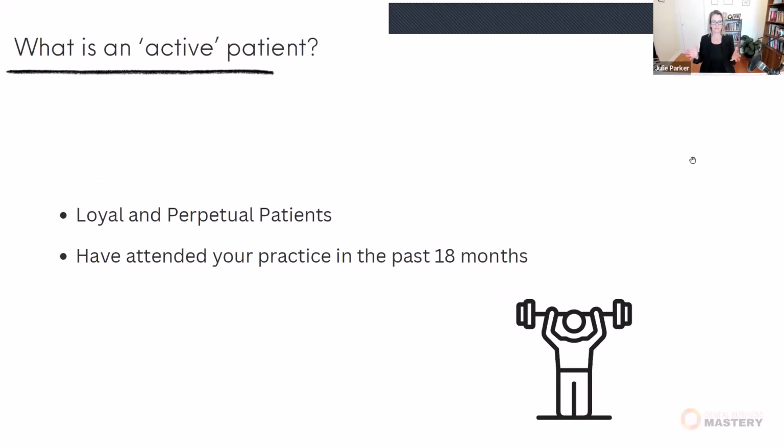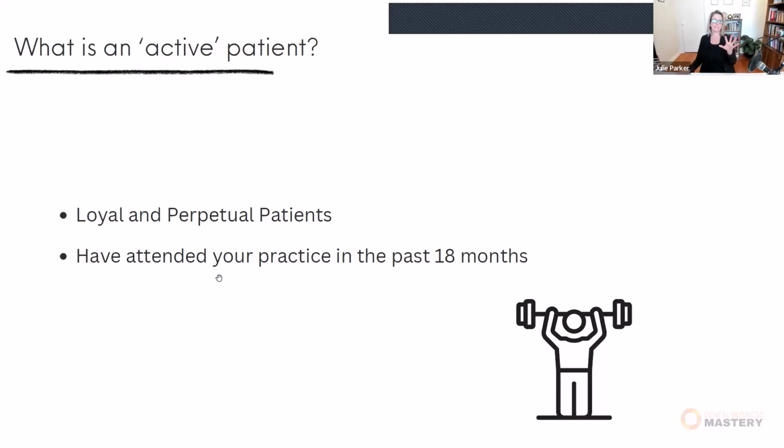So let's have a think about what an inactive patient is, what an active patient is. What an active patient is, it's going to be your loyal and perpetual patients. It won't be the transients. They're not actively seeking out your advice and taking your advice, etc. So loyal and perpetual patients would be considered active patients. They generally do come back within an 18-month period. Certainly the perpetuals come a number of times within an 18-month period.